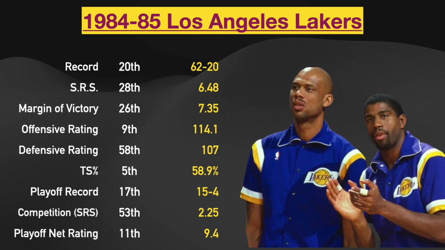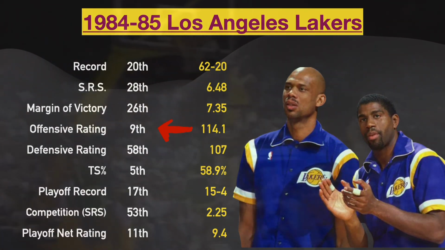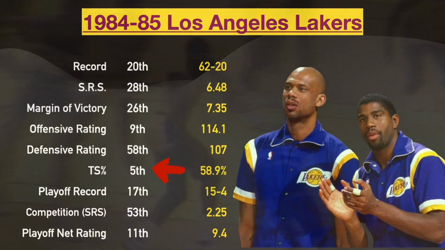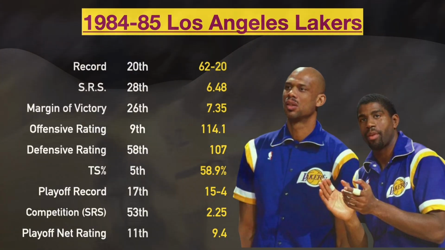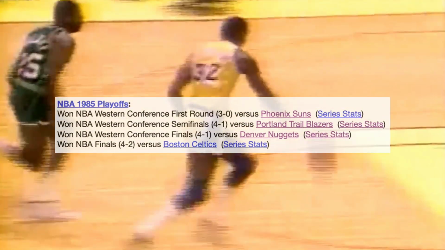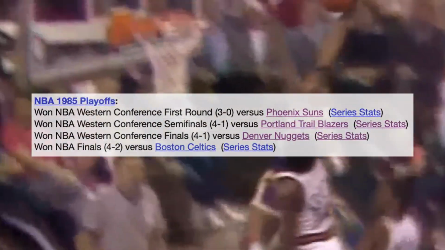Like we talked about their offense before, this team placed in the top 10 all-time in offensive rating and placed top 5 in true shooting percentage. In the playoffs, this team had a record of 15-4 and a net rating of 9.4. They swept the Suns in the first round, beat the Clyde Drexler Blazers 4-1, beat the Alex English Nuggets 4-1, and beat the Celtics in the finals 4-2.